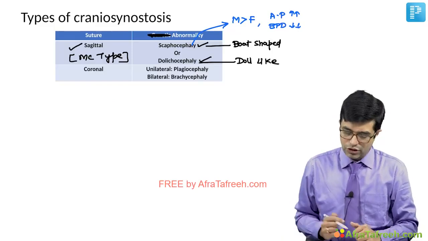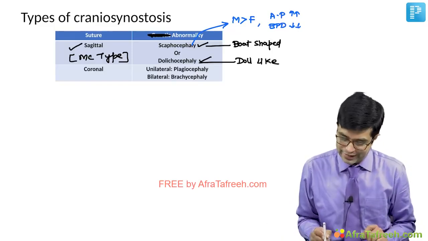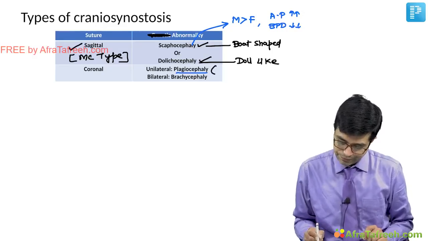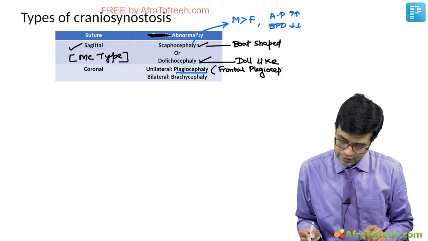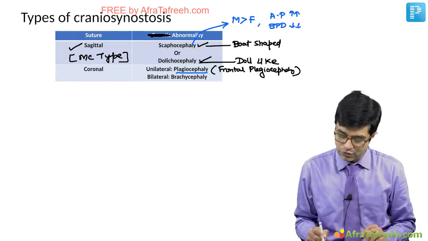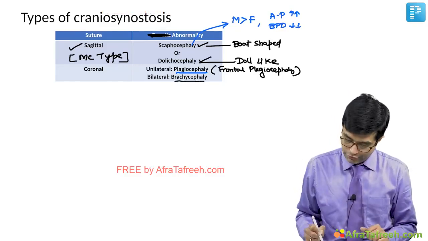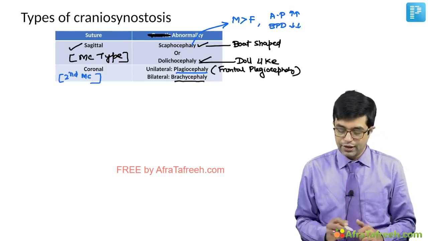Second variety is your coronal suture. When coronal suture is involved, the abnormality seen is plagiocephaly, which is also called frontal plagiocephaly. And if it is bilateral coronal suture fusion, it produces brachycephaly in the patient. Coronal suture involvement is said to be the second most common variety of craniosynostosis.